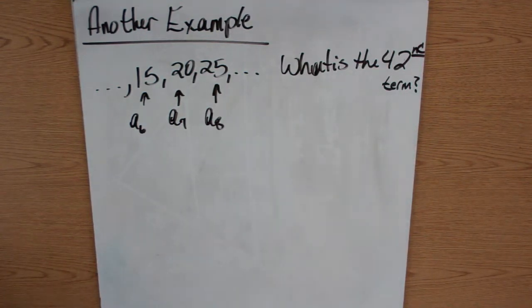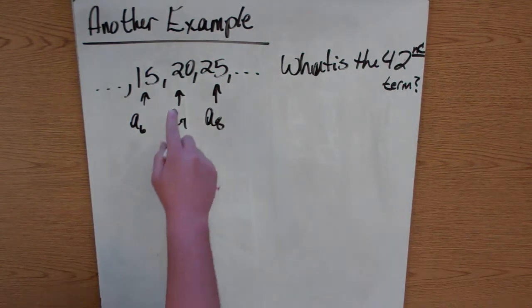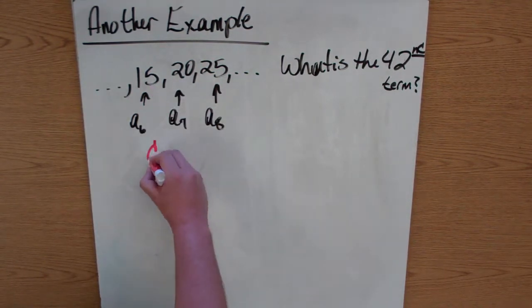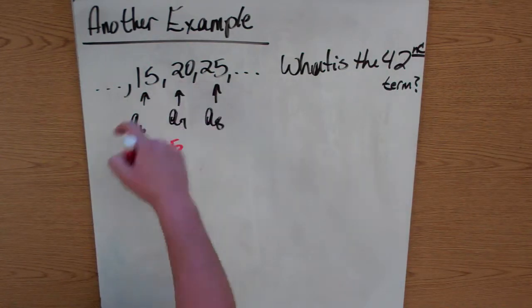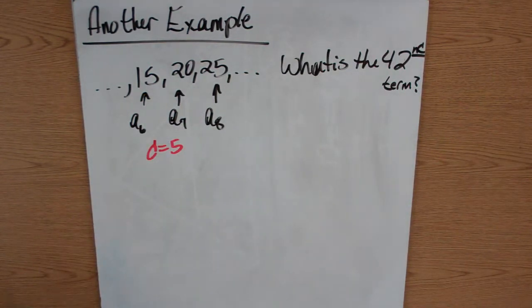Okay, first thing, figure out what the difference is. Well, 20 minus 15 is 5. And then 25 minus 20 is also 5. So our difference is 5.